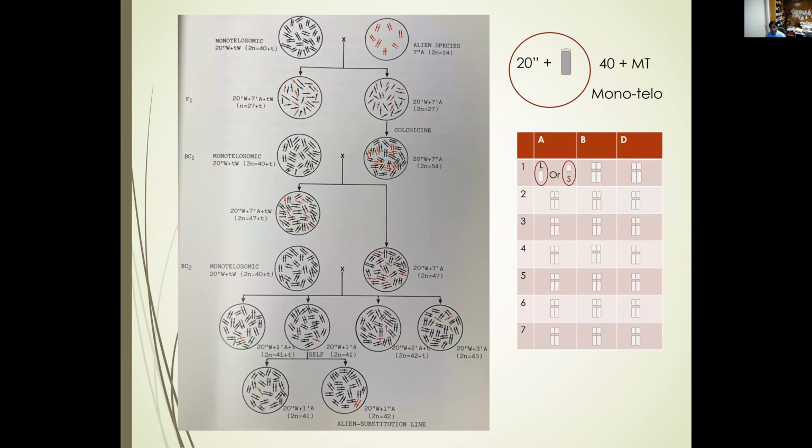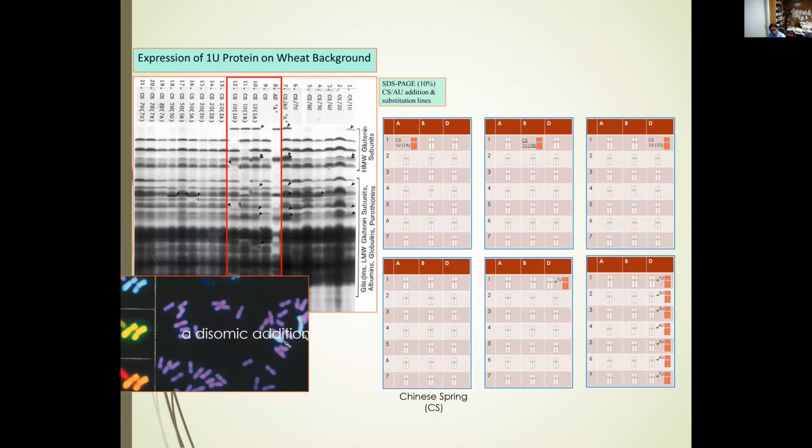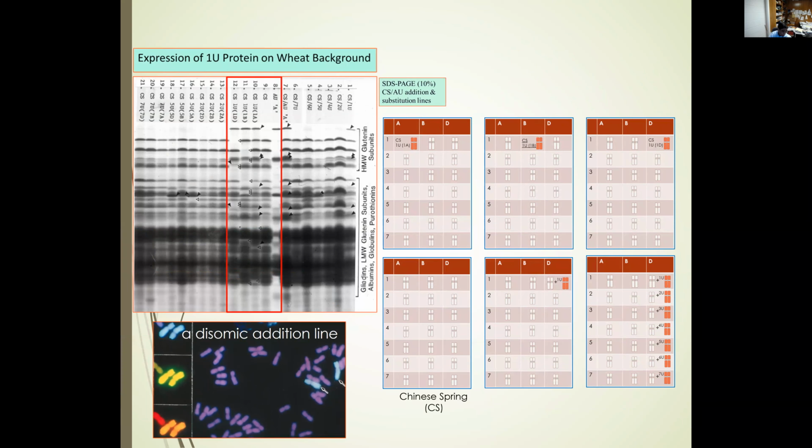So how do you produce the substitution line? In good detail, you can use the monotelo line to achieve your substitution, the alien substitution line here, and then we go from there. This slide is showing the protein separation.